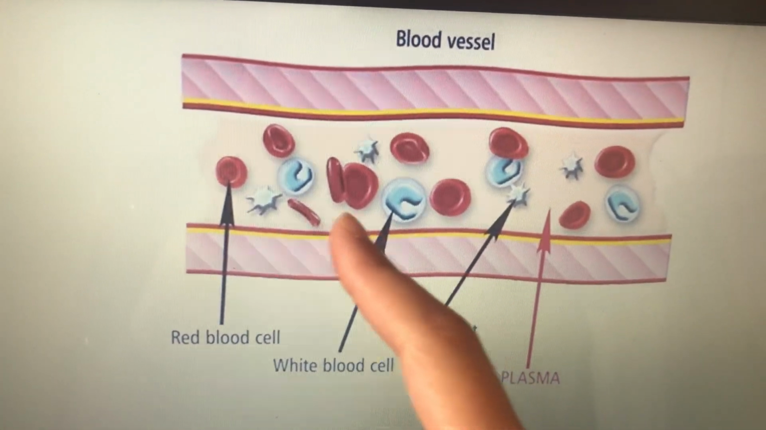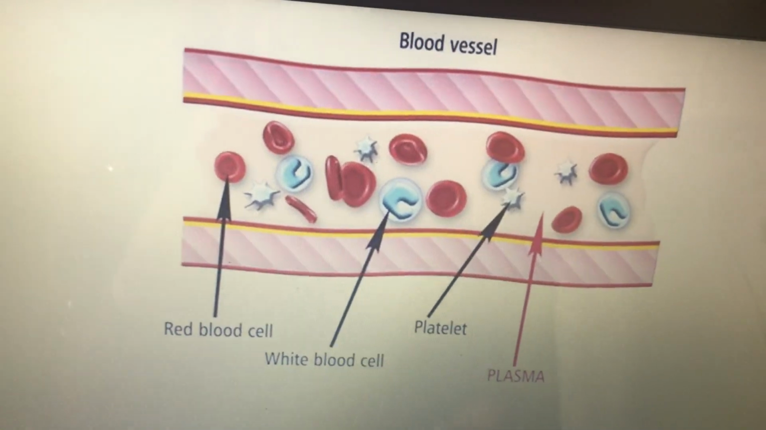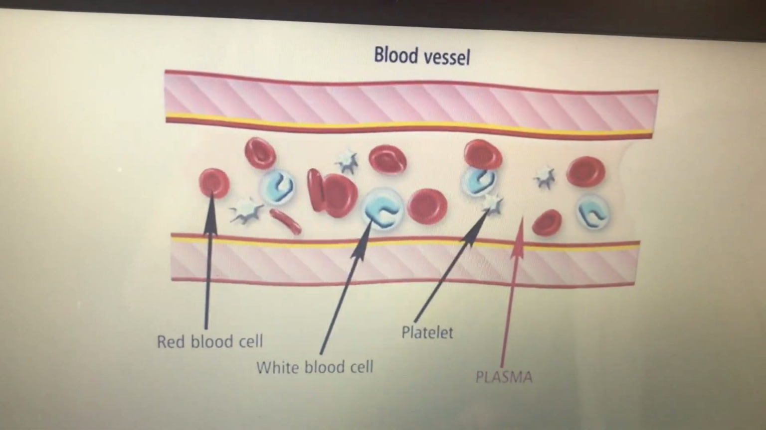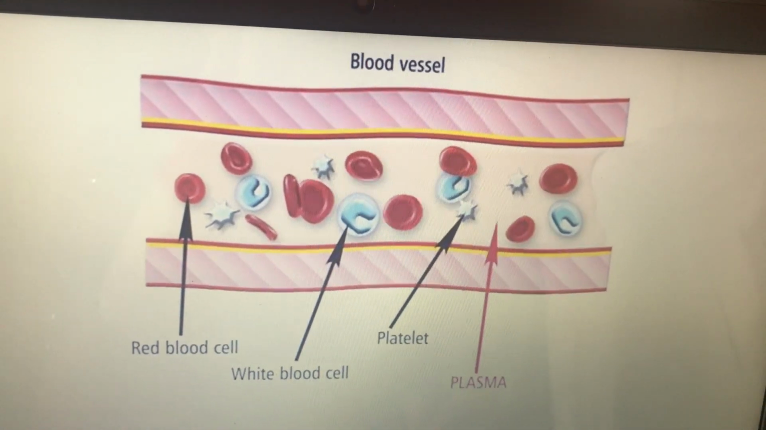Another type of cell found in the blood is the white blood cell. The white blood cells have irregular shapes. You can see we have many shapes of white blood cells, and they are important because they allow us to fight diseases by attacking pathogens and killing them.